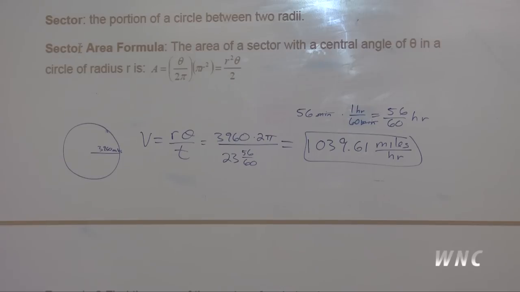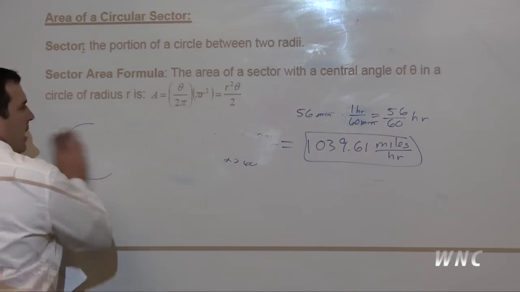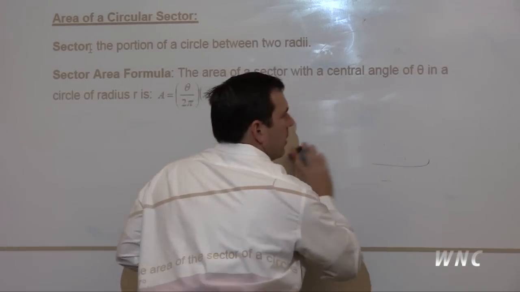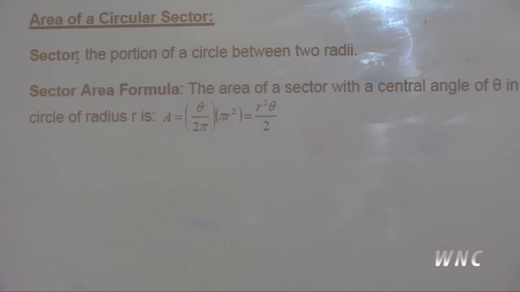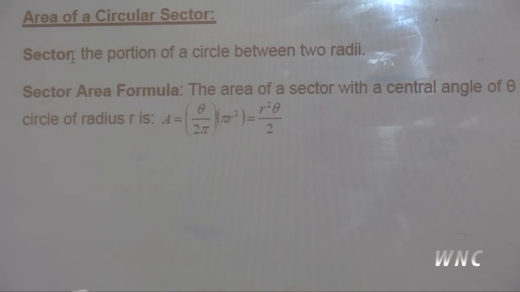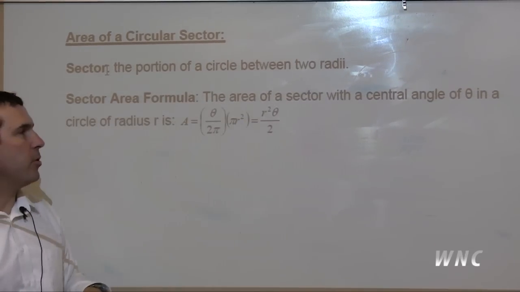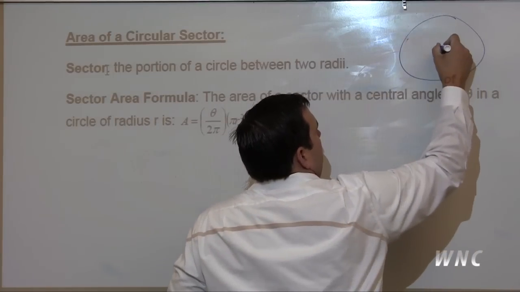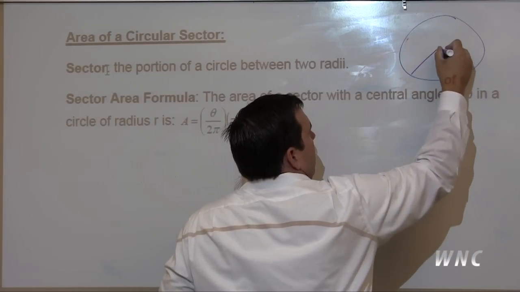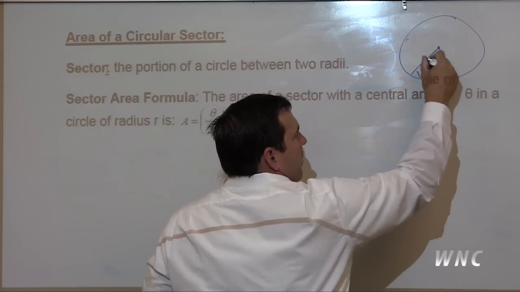Our next topic is area of a circular sector. So what is a sector? I like to think of a sector as a piece of pie. Out of a circle, you can take that piece of pie or piece of pizza. That's the sector. So the sector is the portion of a circle between two radii. So if we're talking about here's a radius, 2 radii. This would be a sector.